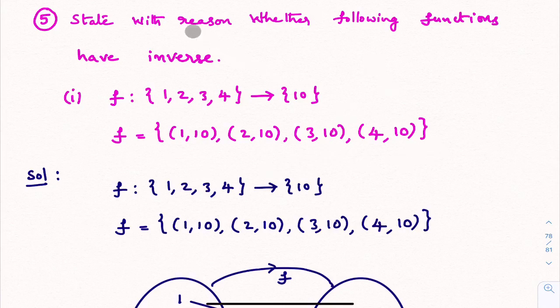First thing, what they are asking: state with reason whether the following functions have inverse. As we discussed in previous classes, a function will have inverse only when it is a bijective function. What is a bijective function? A function which is both 1-1 and onto is called a bijective function. Very important point we are discussing. Which functions will have inverse? The functions which are bijective, they only will have inverse. If the function is not bijective, then inverse does not exist.